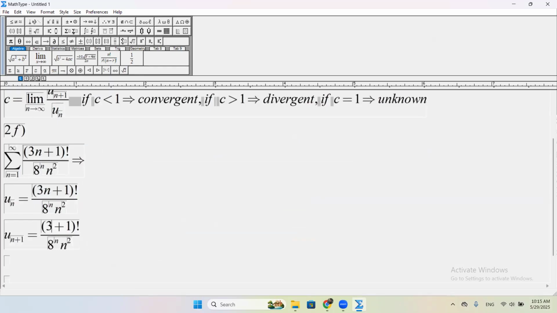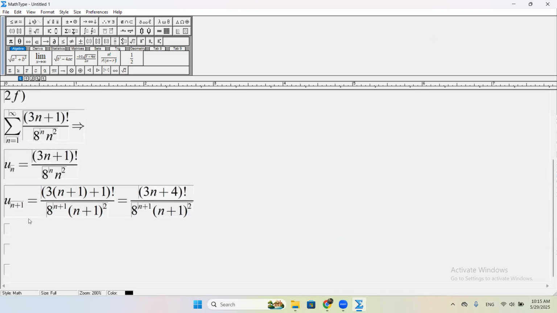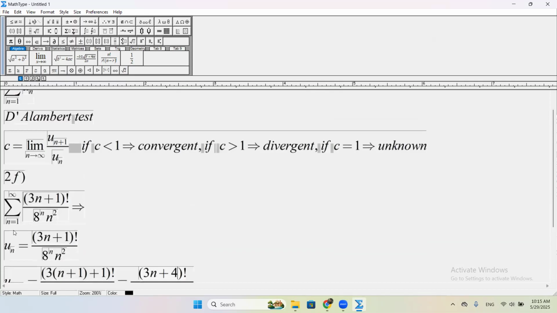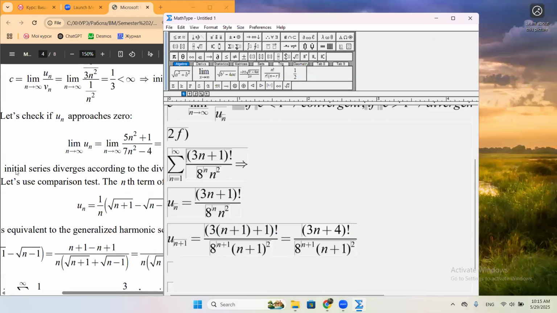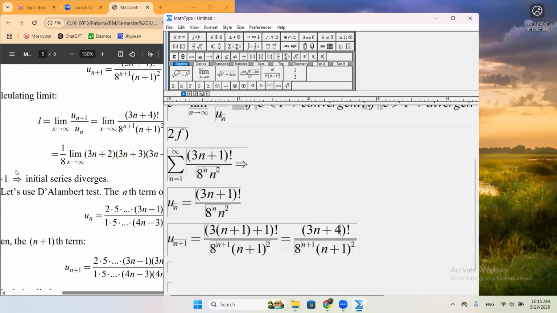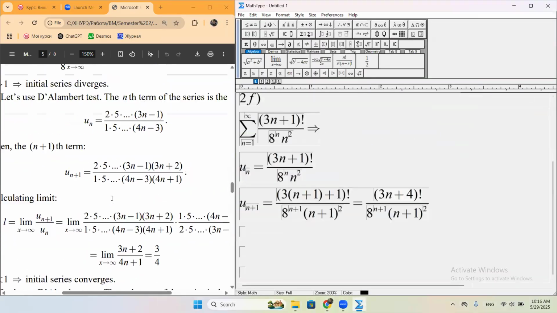So let me write down in detail. Here will be n plus 1 and (n plus 1) square. So it will be equal, let me expand brackets, (3n plus 4) factorial. And this remains without changes. So u(n+1). Okay. So now calculating the limit.